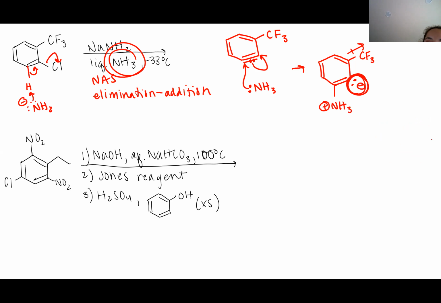So this is not our final product, obviously. We have a negative charge on the benzene ring. We have a positive charge on the amine. Basically, we're going to have some proton transfer action here. We have an excess of ammonia that's going to help us deprotonate here and reprotonate here.